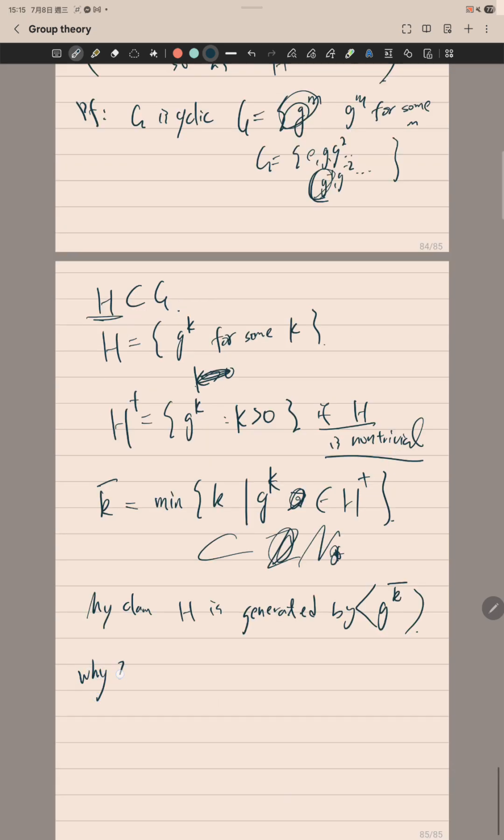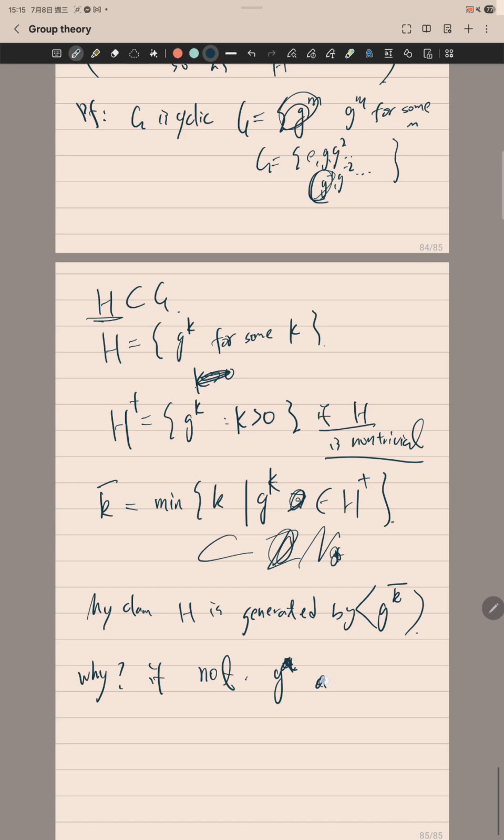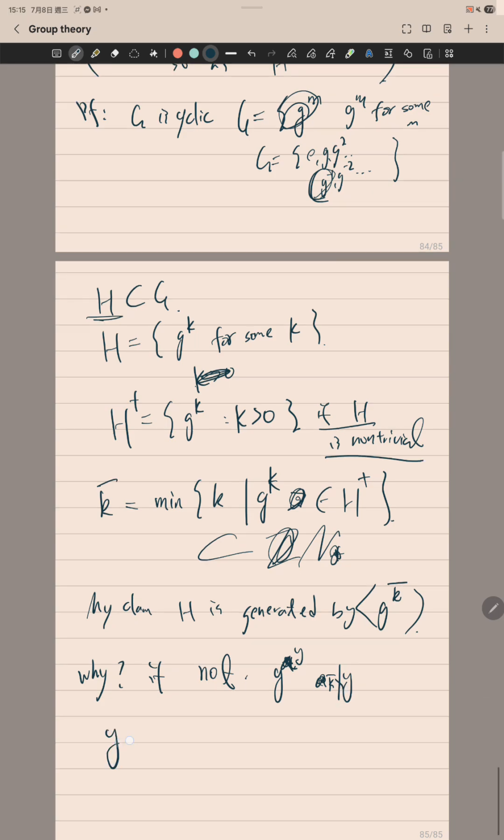So H is generated by a single element, just G to the K bar. If not, that means that there exists some G to the Y in H, where Y is not a multiple of K bar. Then I can use division. So Y can be written as M K bar plus some R, but R is less than K bar.